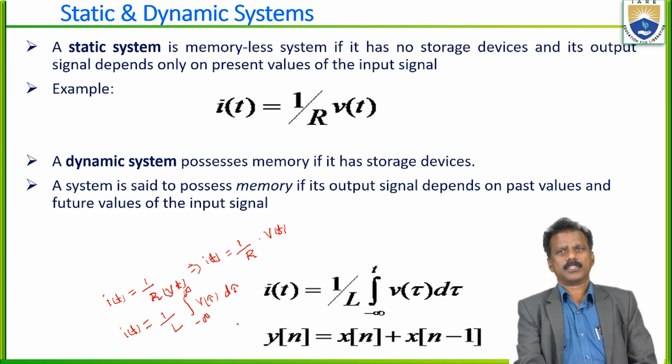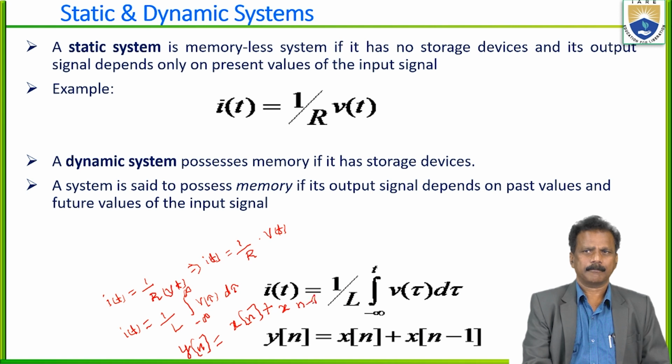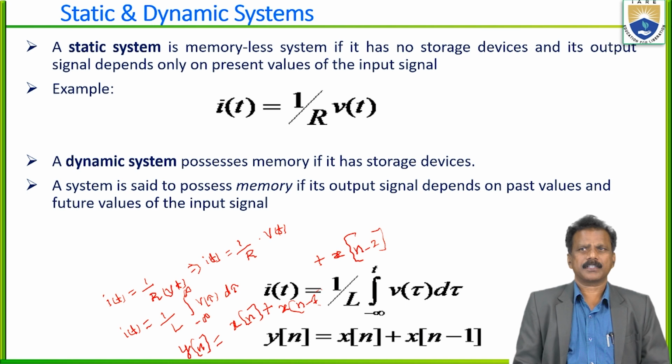A system is said to possess memory if its output signal depends on the past values and future values of the input signal. So at that time we write to verify y of n. For a DTS, discrete time system output response, it is followed by y of n, where y of n is equal to x of n plus x of n minus 1 plus x of n minus 2, and so on, because it possesses memory if its output signal depends on past values and future values of the input signal.